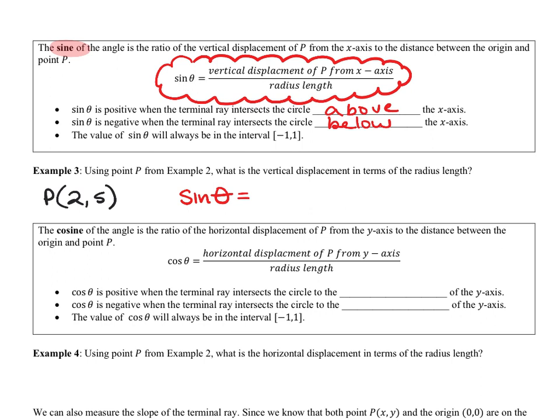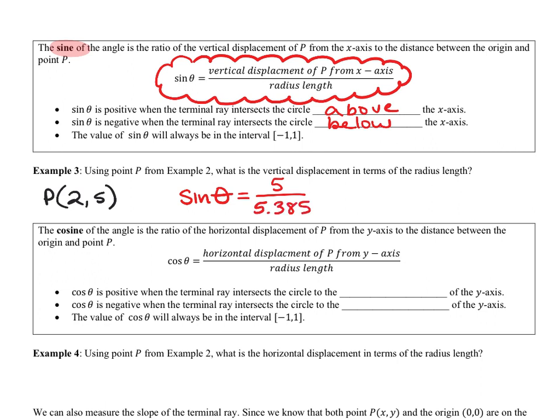What was the vertical displacement for this point P? Which one's vertical, the x or the y? The y, okay. And I'm going to divide it by the radius length. Now you might have to flip back over because it was a decimal. What did we calculate was the radius length for that circle?